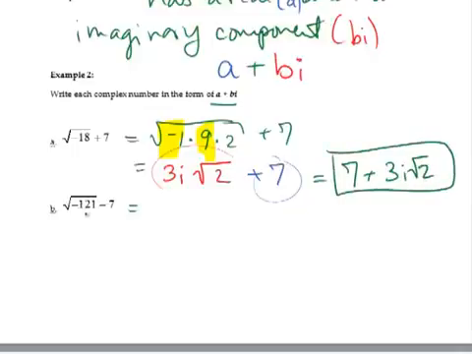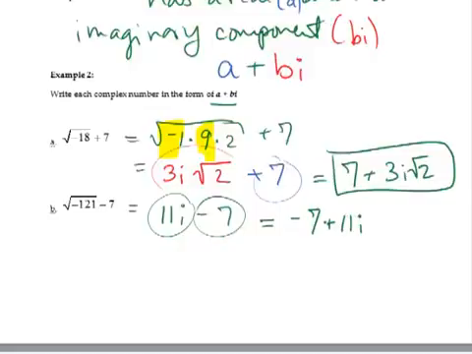Another one, square root of negative 121. This would simplify to be 11i minus 7. Reorder it so it's in the correct order. This is your real component, so it goes in front, negative 7, and then your imaginary part, positive 11i, comes in the back.